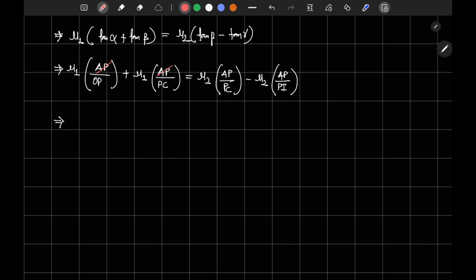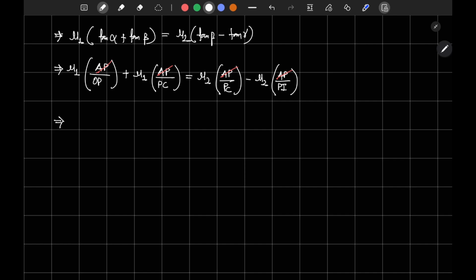Cancelling out AP from both the sides, and on solving further, we have mu1 into 1 upon OP plus mu1 into 1 upon PC is equal to mu2 into 1 upon PC minus mu2 into 1 upon PI. If we look closely, OP is nothing but the object distance from the spherical surface, PC is the radius of curvature of the spherical surface, and PI is the image distance from the point P or from the spherical surface.